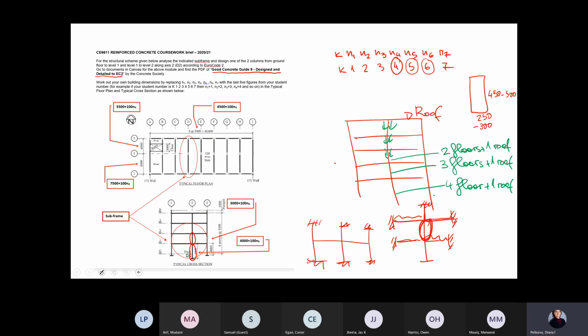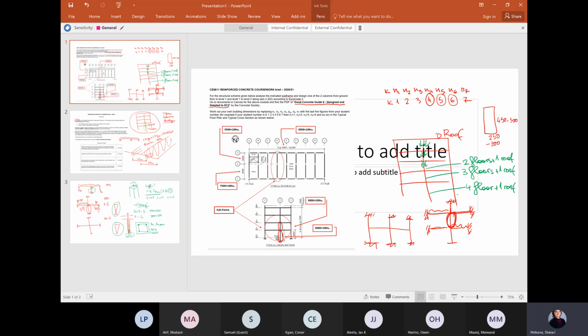I talked a little bit about preliminary sizing of columns in the previous lecture. But again, 300 by 300 and 350 by 350 should be a good starting point.